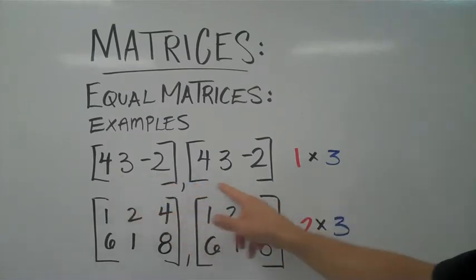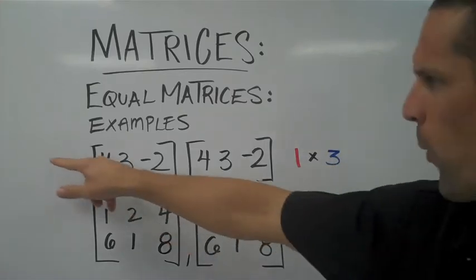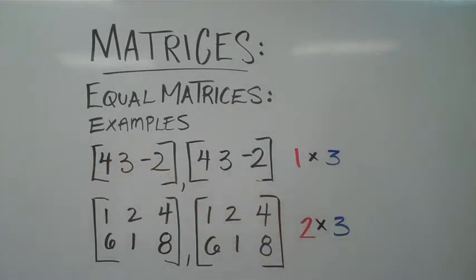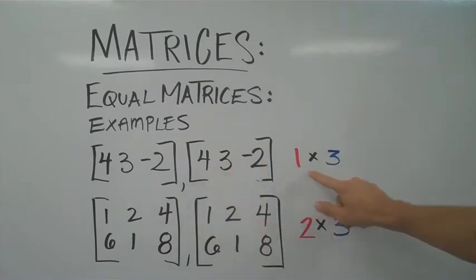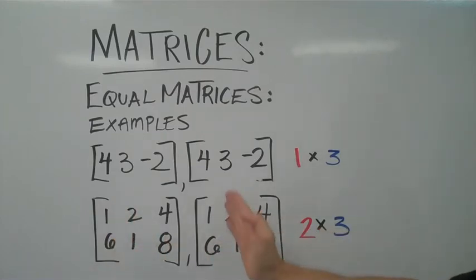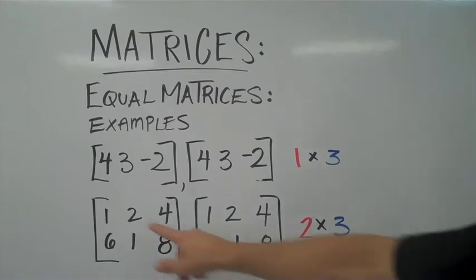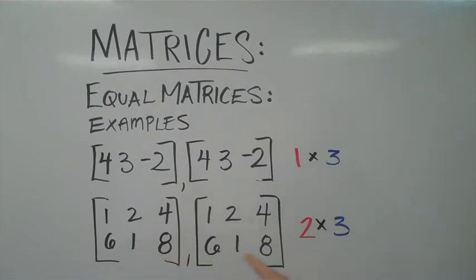4, 3, negative 2 and 4, 3, negative 2: they're both 1 times 3. In other words, 1 row times 3 columns, where rows are in red and columns are in blue. Here we have two other equal matrices, and these are both 2 by 3 matrices: 2 rows by 3 columns. They have the same rows times columns, and each element corresponds to another element, and these elements are all the same numbers.